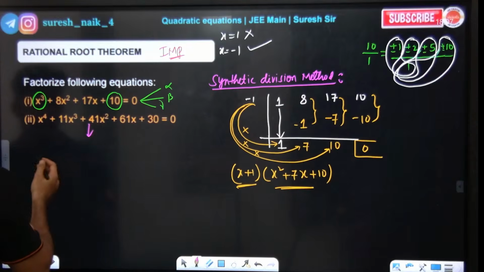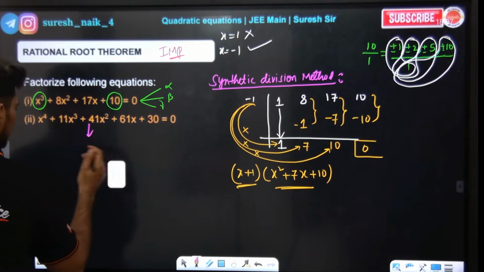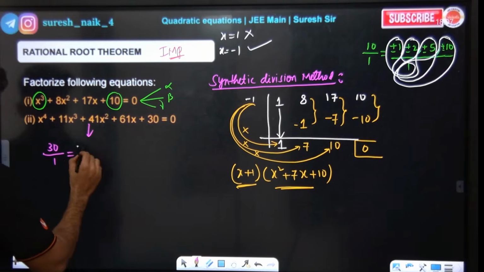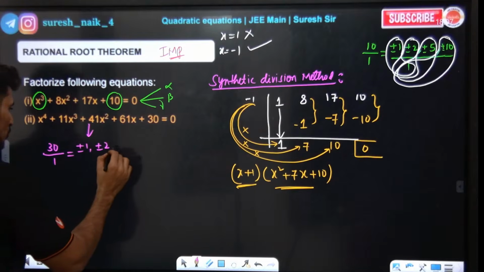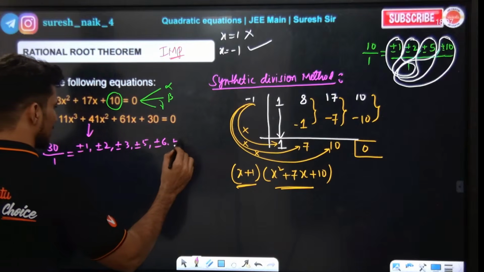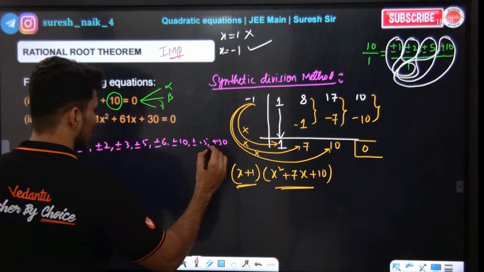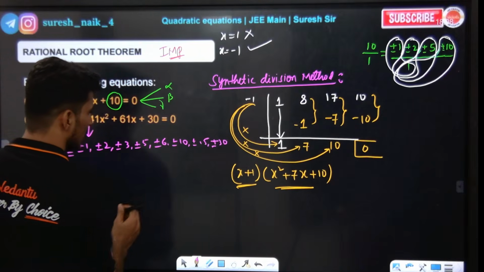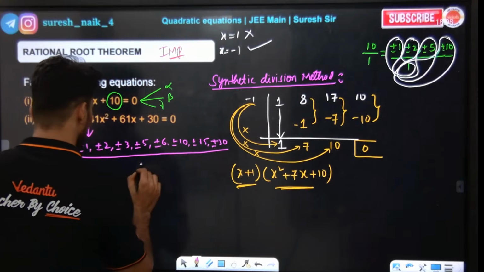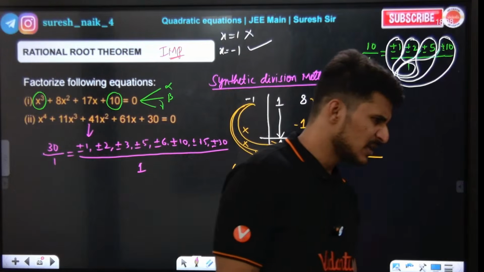So try this question, இது நீங்க ட்ரை பண்ணனும். எப்படி ட்ரை பண்றது? பாரு, by using leading coefficient and last constant. என்ன? 30. Leading coefficient என்ன? See, constant is 30. Leading coefficient என்ன? 1. So factors of 30 என்ன? Plus or minus 1, plus or minus 2, plus or minus 3, plus or minus 5, plus or minus 6, plus or minus 10, plus or minus 15, plus or minus 30. நான் சொல்றது புரியுதா? Yes or no? So you need to try this divided by 1. இவ்வளவு numbers, these many numbers should we try? Yes or no?